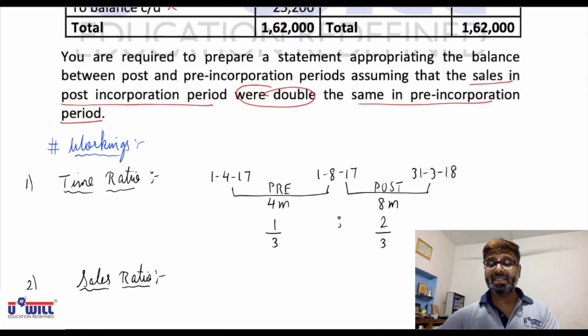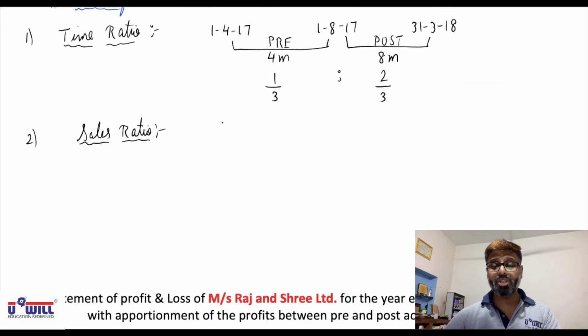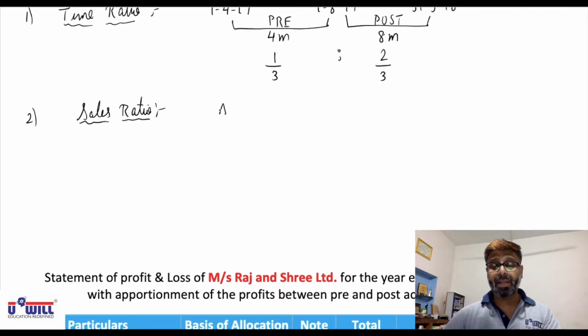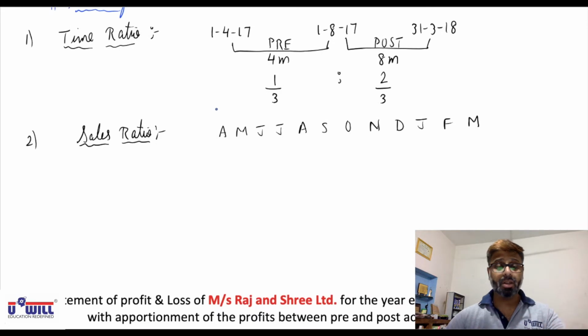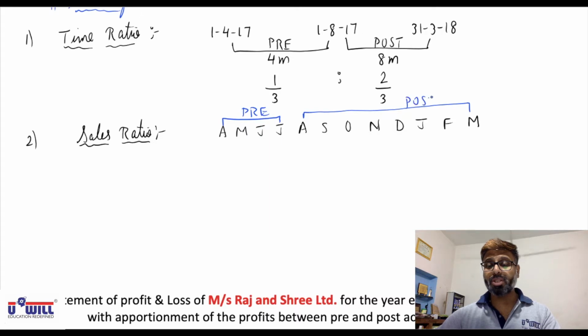As per the last paragraph, sales in post-incorporation period is double of the same in pre-incorporation period. So we write first April, May, June, July, August, September, October, November, December, January, February, March. We don't change the pattern of workings, though it can be directly obtained, so that in exams and every time we remember the same concept only. So we keep the same pattern of workings of sales ratio in all the questions. 4 months, April, May, June, July is the pre-incorporation period, and from 1st August onwards, August to March is the post-incorporation period.